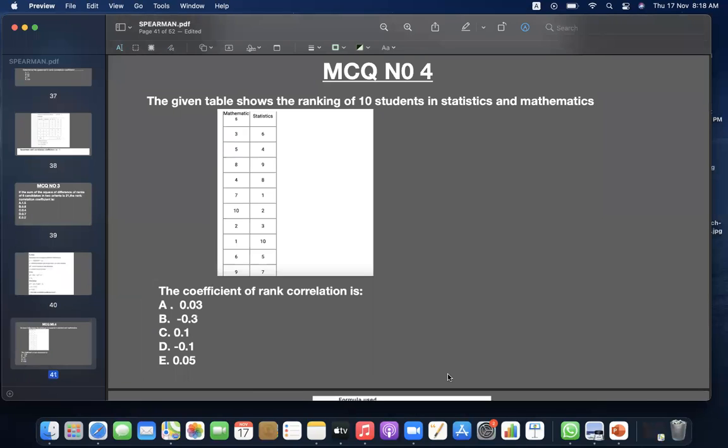MCQ number 4. The given table shows the ranking of 10 students in statistics and mathematics. The ranking is done and we have to find the coefficient of the rank correlation. So the answer would be: A, 0.03; B, minus 0.3; C, 0.1; D, minus 0.1; E, 0.05.